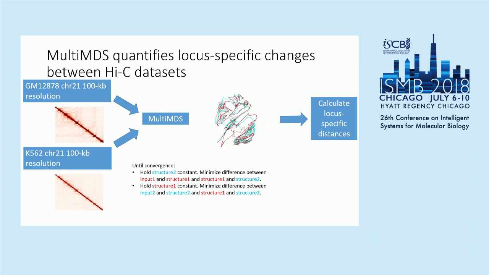So once we have these aligned structures, it becomes straightforward to compare them. And this gives us a locus-specific comparison of the Hi-C data, because for each locus on chromosome 21, say 100 kb bin, we can simply calculate the Euclidean distance between the structures, and so a higher distance would indicate a greater degree of relocalization in the nucleus between these cell types.